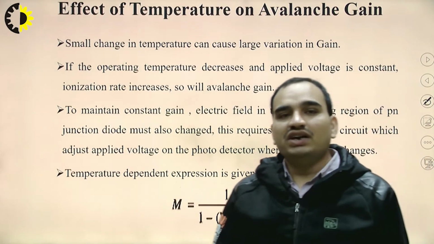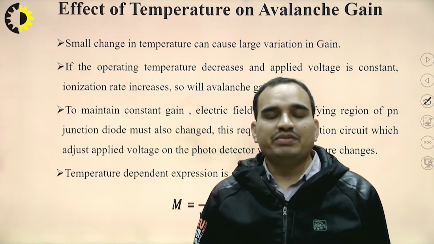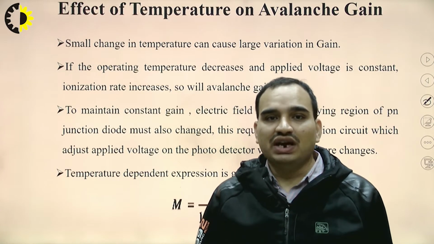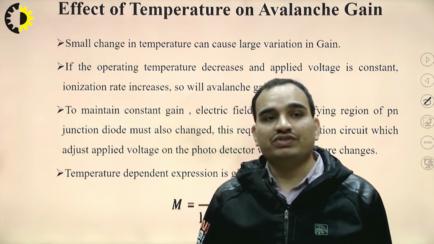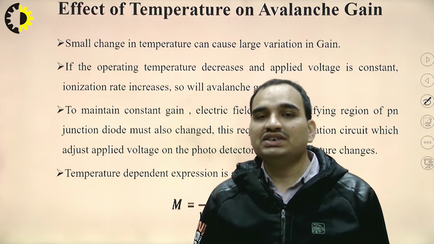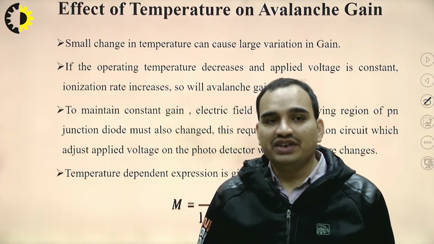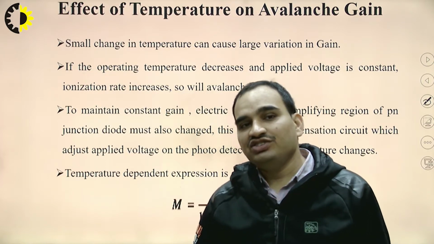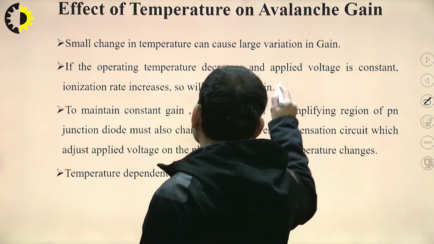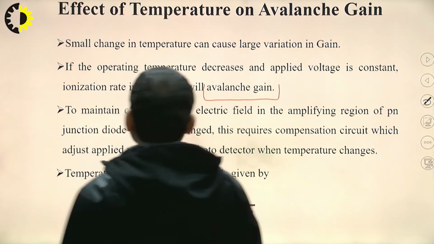So let's start with the first topic, that is the effect of temperature on avalanche gain. A small change in temperature can cause large variations in gain. If the operating temperature decreases and the applied voltage is constant, the ionization rate increases. So ionization will be increasing, and so there will be an avalanche gain. This is the working principle of the avalanche.